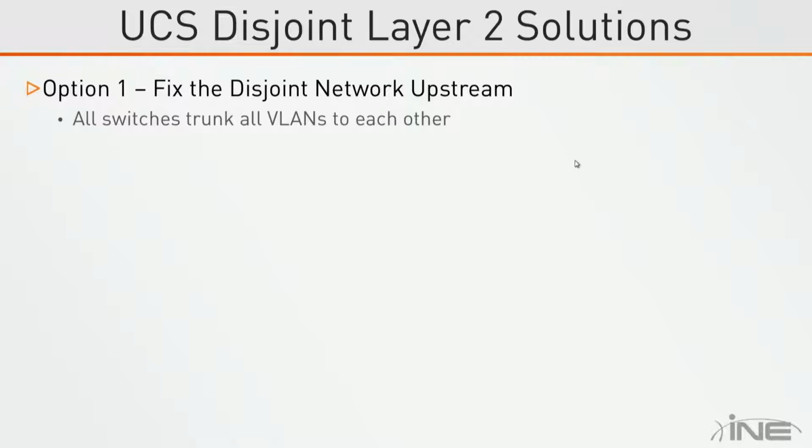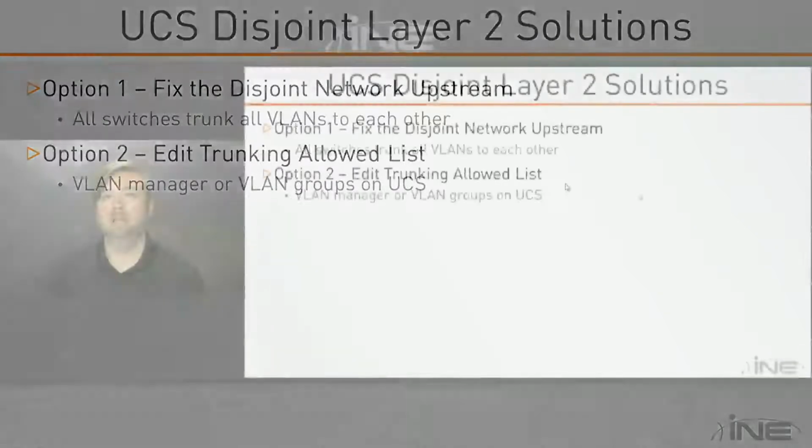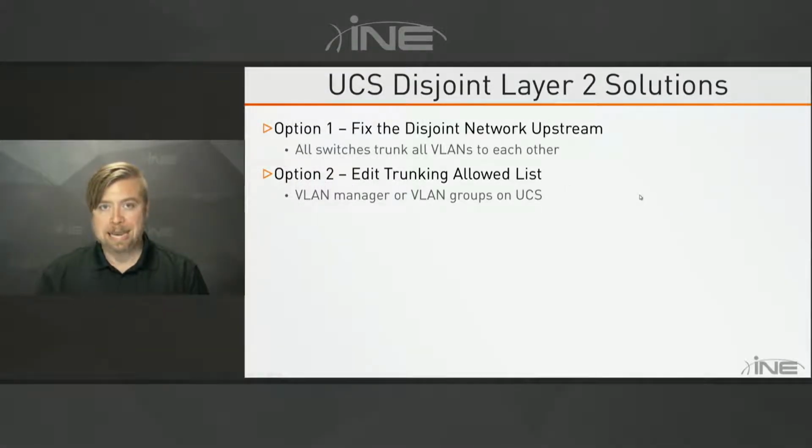So there's 3 real fixes to deal with this in the UCS. Okay, first of which is we're going to edit the trunking allowed list. So on the UCS manager, we're going to tell it that this uplink is only running VLAN 10, this uplink is only running VLAN 20. Then when you make your pinning decision, you're going to have to pin VLAN 10 that way, pin VLAN 20 that way, and then it's automatically going to fix itself.